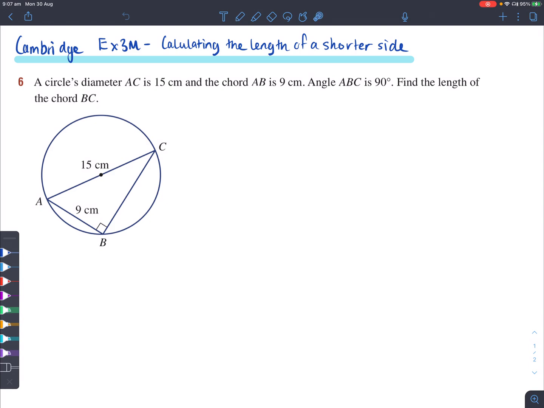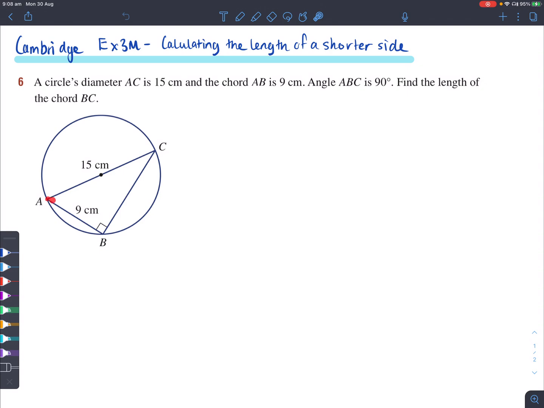In this case, we've got a circle's diameter AC, which is 15 centimeters, and a chord AB, which is 9 centimeters. Here's my diameter stretching from one end of the circle to the other, and it's the longest chord that I could have in a circle. Chords are just lines like these, going from one point to another point of the circle. So that's the longest one.